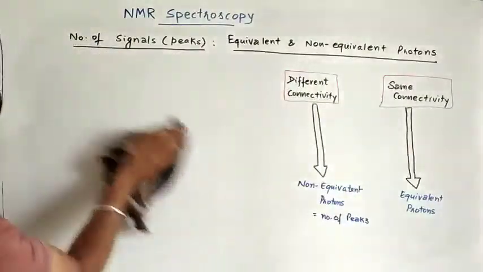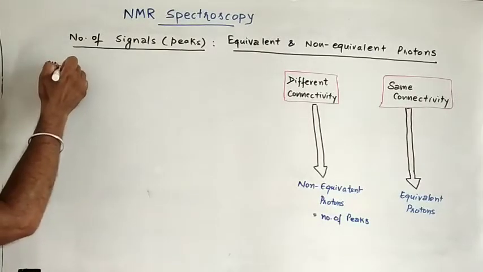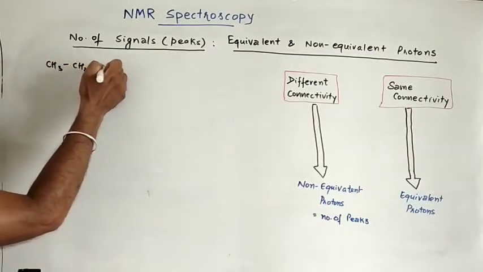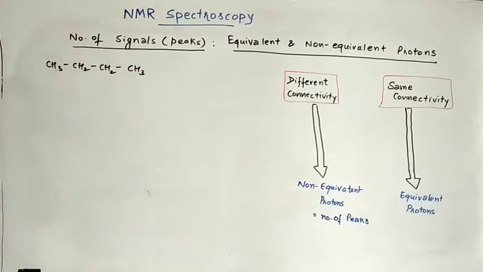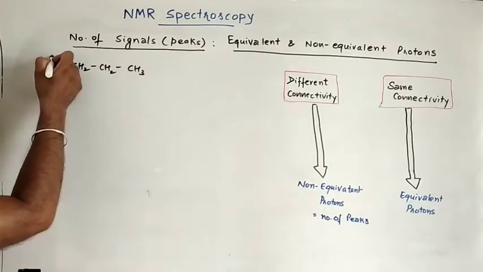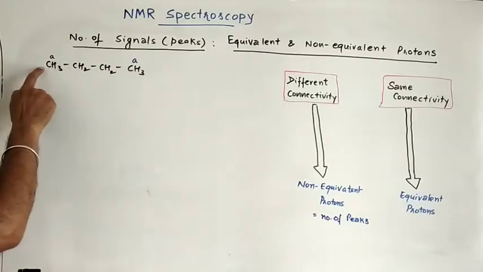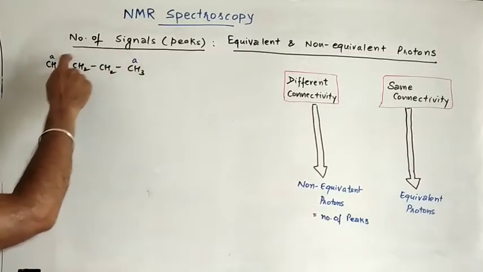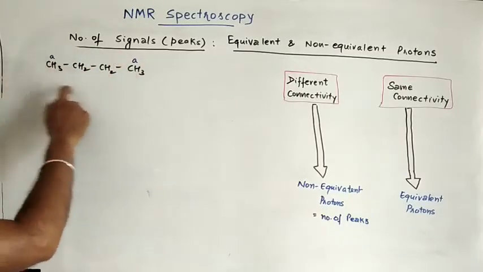Next we'll take butane, CH3, CH2, CH2, CH3. So how many types of protons are there? You can see these two protons are equivalent. Their connectivity is the same. These protons are connected to carbon and then this whole group, a propyl group. These three protons are also connected to carbon and this propyl group.